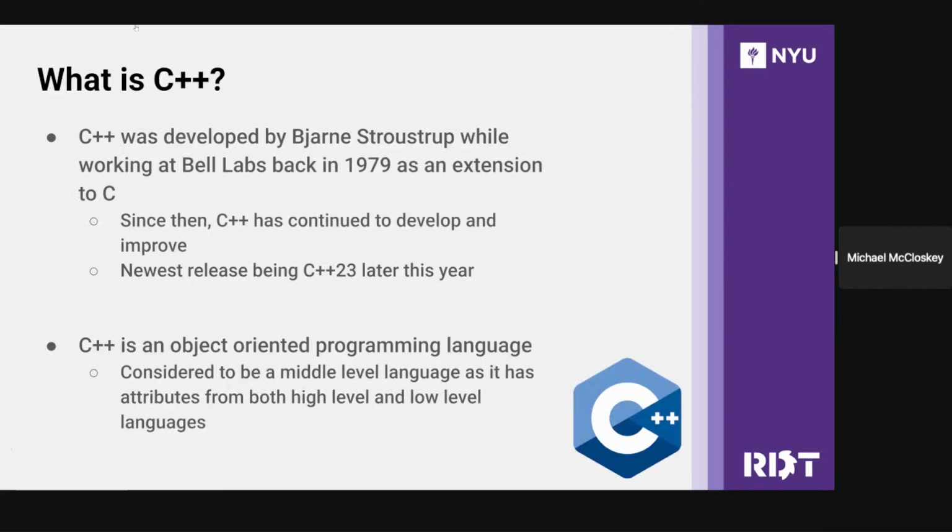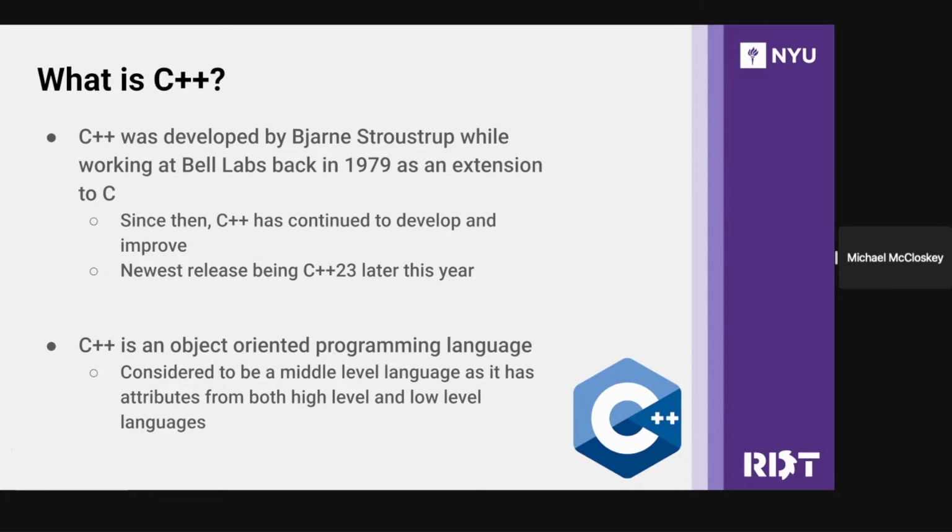Okay, so let's start off with what is C++. C++ is a programming language that was developed by Bjarne Stroustrup while he was working at Bell Labs in 1979. Although it's an old language, it's still being worked on and updated. Right now we have C++20, and the newest release is going to be later this year, C++23.